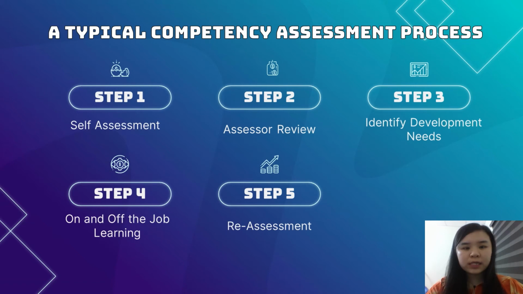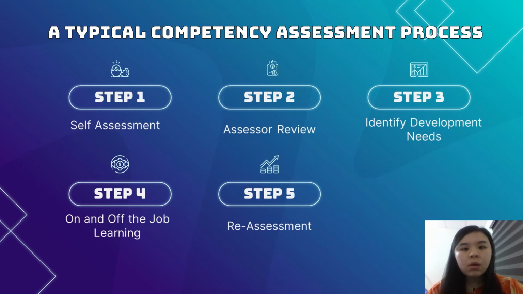Next, I will discuss a typical competency analysis process that consists of 5 steps. Step 1. The first step in competency-based assessment is for a person to conduct a self-assessment. This could be as simple as completing a competency assessment form, or it might be as detailed as a collection of evidence that they can perform some skills.